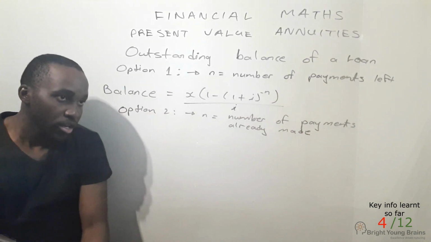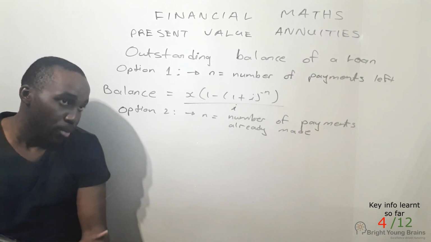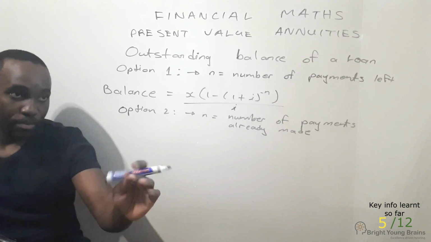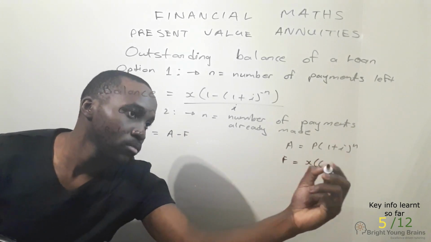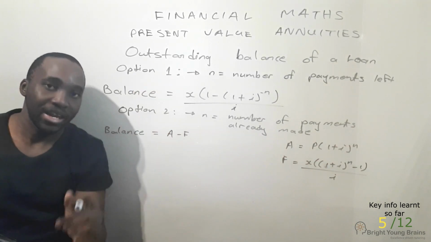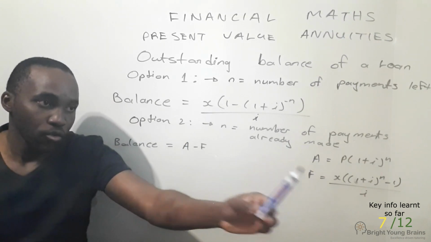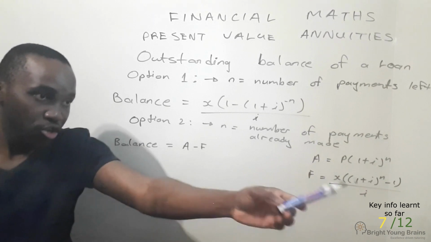Option 2, you will use it if you know the number of payments that have already been made. Now, for a situation like that, your balance will always be A minus F. A will be your regular compound interest formula. F will be your future value annuities formula.